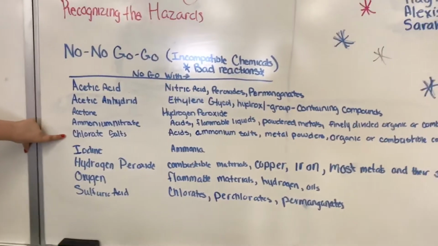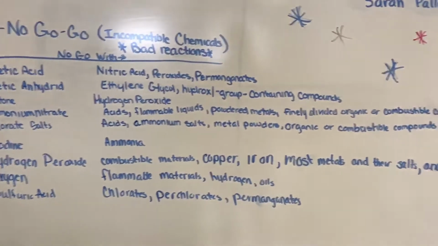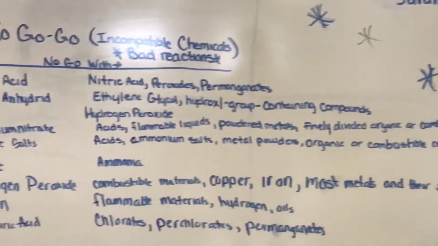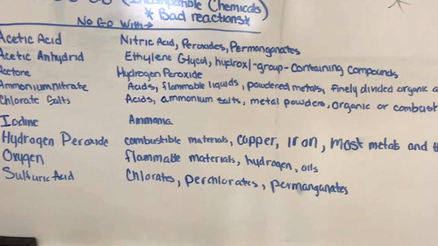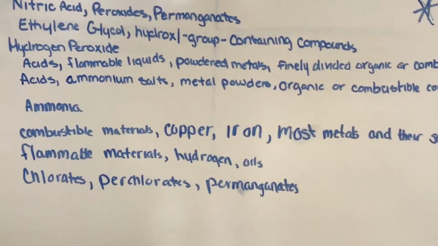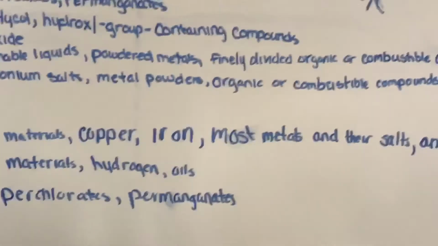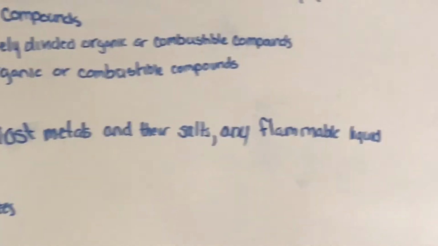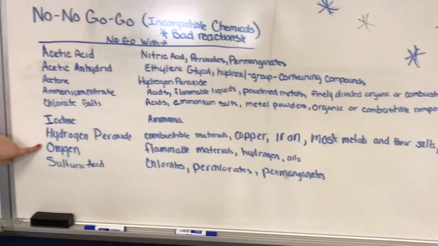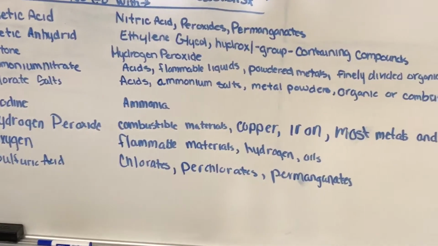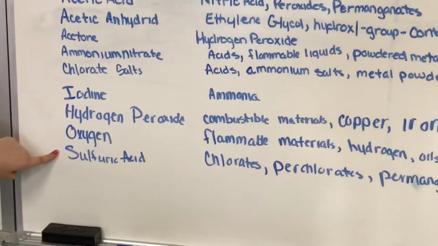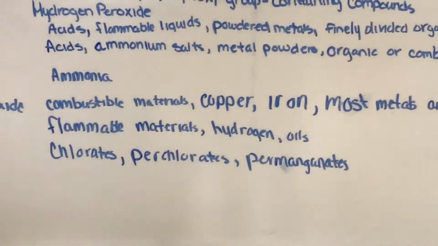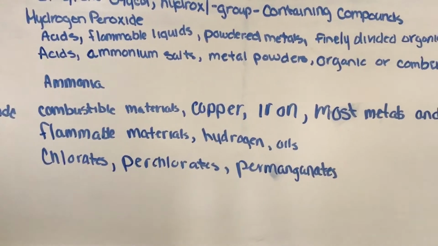Chlorate salts are not compatible with acids, ammonium salts, metal powders, organic or combustible compounds. Iodine is not compatible with ammonia. Hydrogen peroxide is not compatible with combustible materials, copper, iron, and most metals and their salts, or any flammable liquid. Oxygen is not compatible with flammable materials, hydrogen, and oils. Sulfuric acid is not compatible with chlorates, perchlorates, or permanganates.